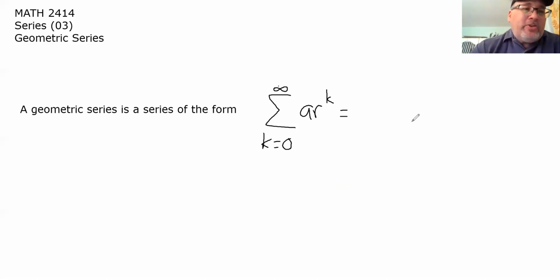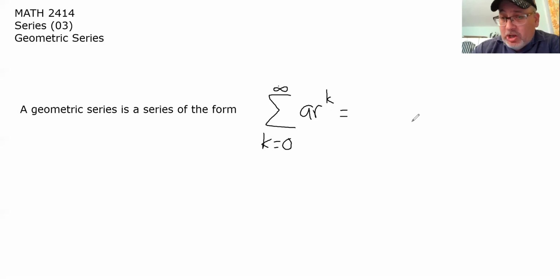So anyway, a geometric sequence was a sequence where to get from one term to the next, you multiply by a common ratio. The geometric series is just the sum of a geometric sequence. In this case, the geometric series is a series of the form, the sum from k equals 0 to infinity of a times r to the k.